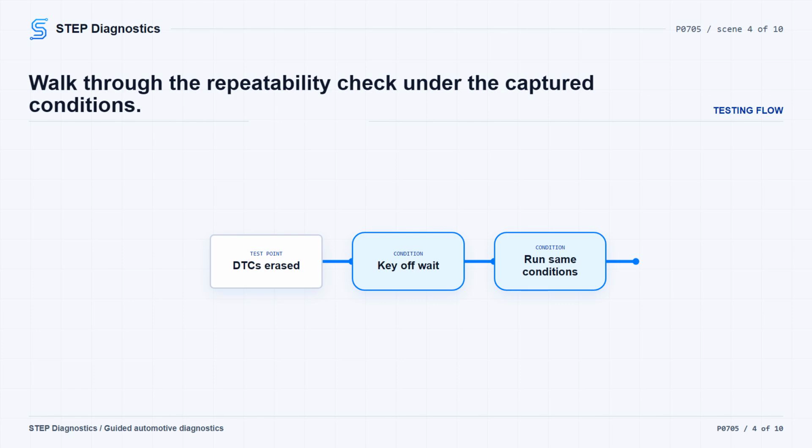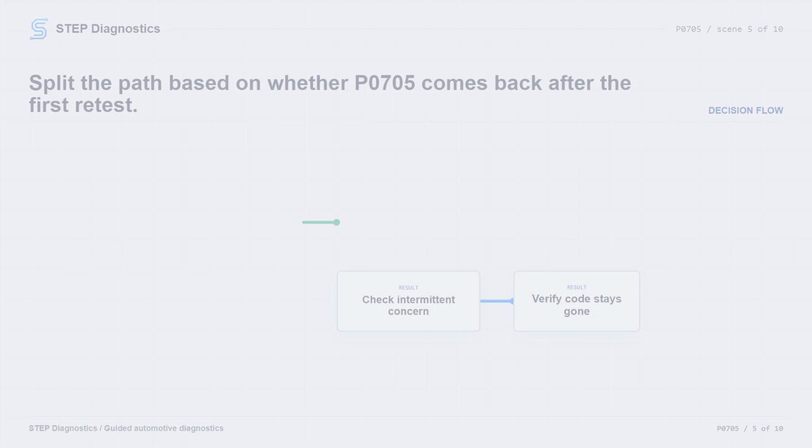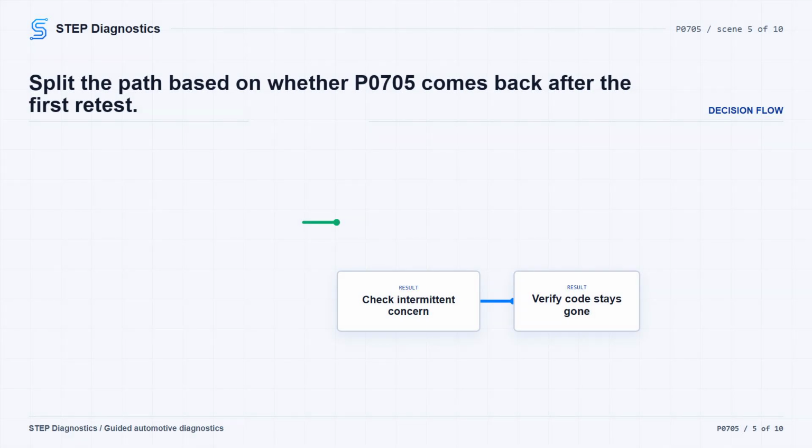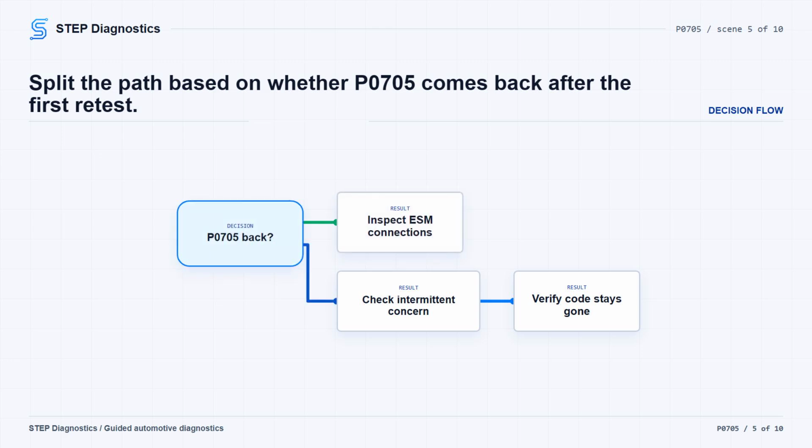operate the vehicle under the same captured conditions that set the code. After that, read the codes again and see whether P0705 came back. If P0705 does not return after that first retest, treat it like an intermittent condition. Then verify the repair and confirm the code stays gone.